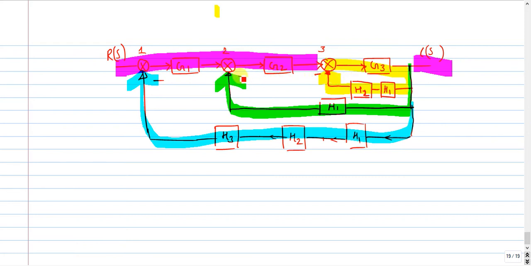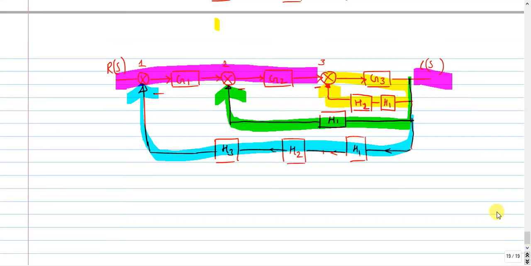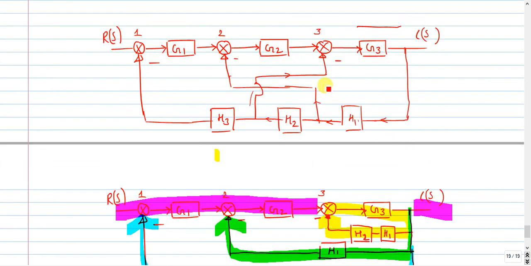This is negative. Sir, can you explain it again, H1, H2, and H3? Yeah, so check. Let me come to the previous sketch. If you look here, this is a forward path, and in the forward path I have summing points 1, 2, 3. So now we need to rewrite the feedback so that we can understand it in an easy way.